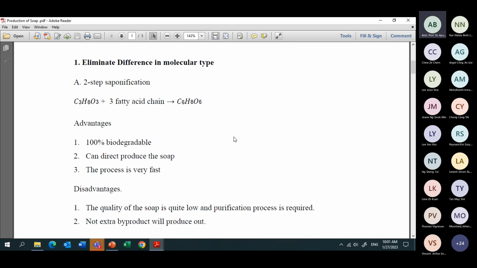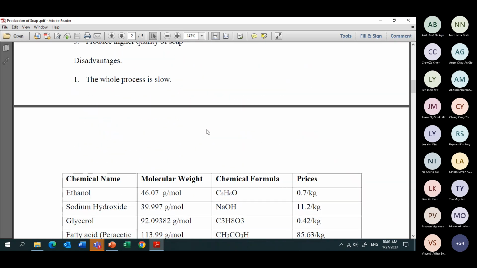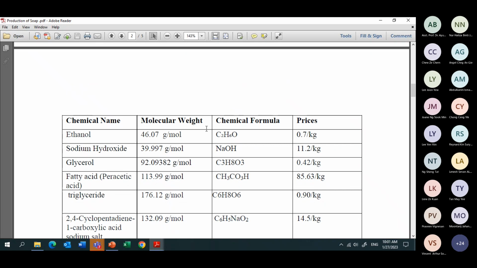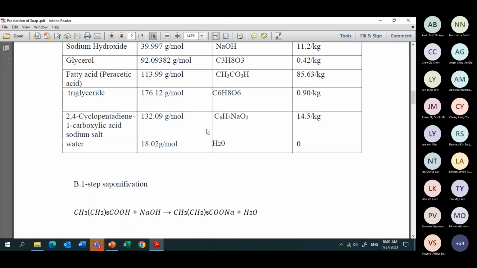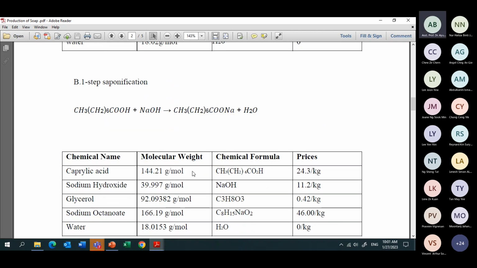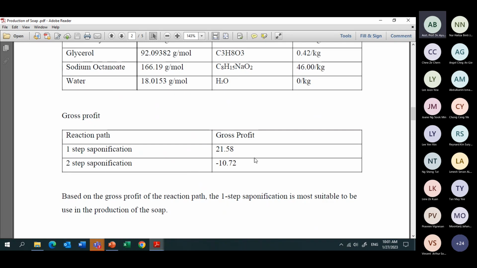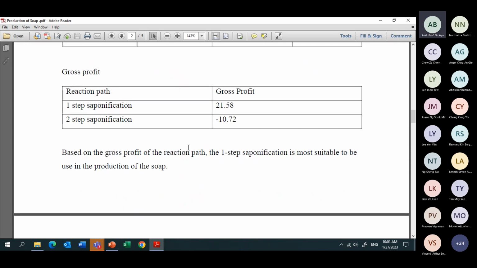Eliminate difference in molecular type. Two step. One step. Okay, compare the price with gross profit, then compare the gross profit. So based on this gross profit, you can conclude which one is more suitable. Okay.